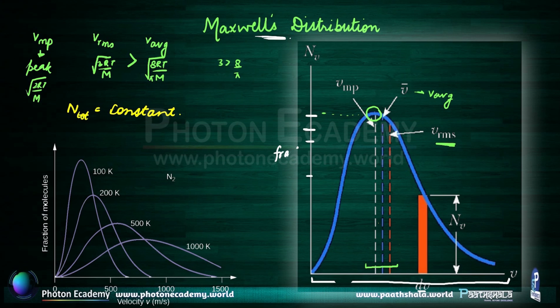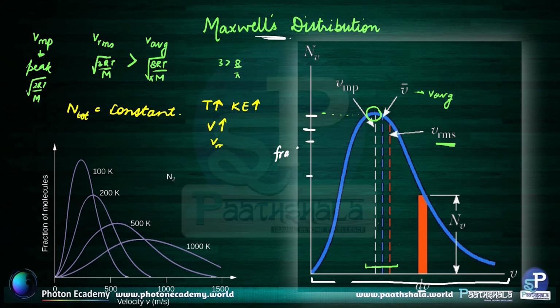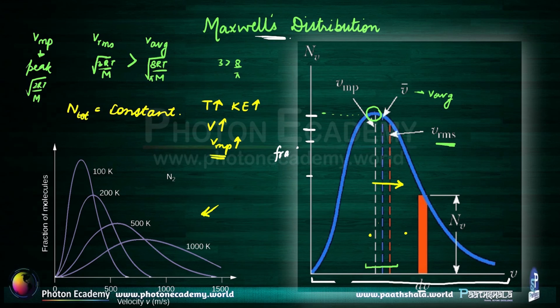And we also know that from kinetic theory of gases, as temperature increases, the kinetic energy should increase. That is, the V should increase, which implies that the V most probable should increase. And if V most probable increases, it implies that this peak should shift, right? If this is V most probable and the higher one is here, the peak should shift. So if we look at this curve, at 100 Kelvin, the peak is corresponding to this point. However, at 200 Kelvin, the peak has shifted. At 500, it has shifted further, and at 1000, it has shifted even further.